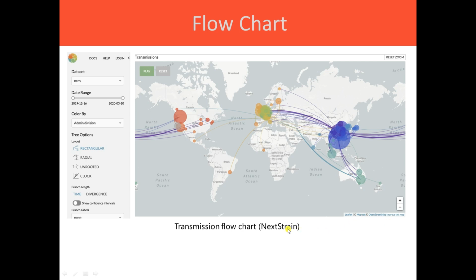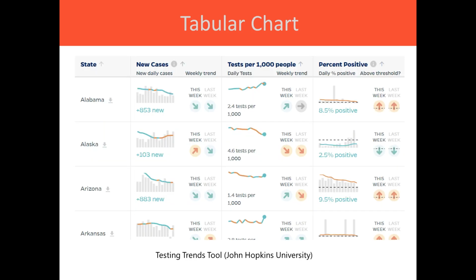Another one is from Nextstrain, a transmission flow chart that shows you how the virus has traveled. What's interesting is that the European virus has come to New York City, while from China it has come to the West Coast, right? So you can really see how it went from China to Europe, and then from Europe to New York, and then from China directly to the West Coast. You can also see Brazil got infected, which also has a big toll right now. So it's a really nice visualization. It just tells you the story, right?